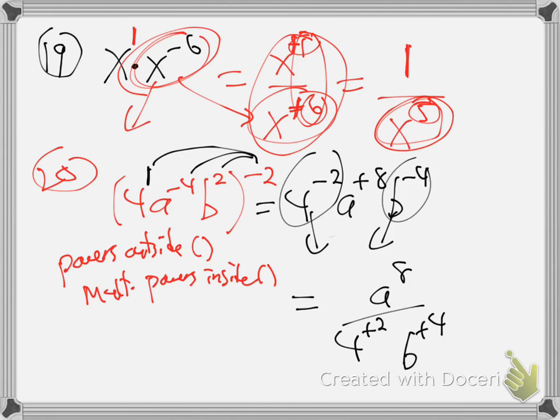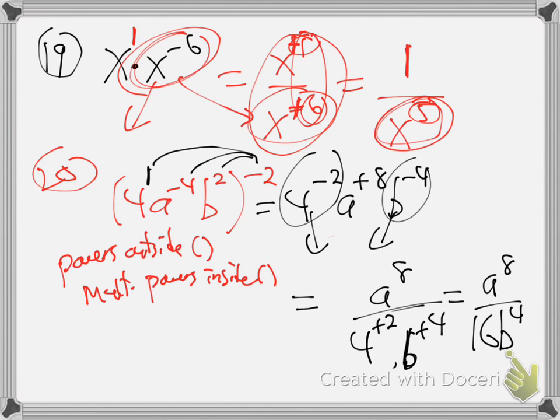Now, I could leave it that way. Oh, no, they made it 16. They went ahead and made that 4 squared into 16, didn't they? 4 times 4. So it's 16 on the bottom, 4 squared. Is that good? Did you want me to show a separate step there? So this is 4 to the plus 2, and so that's a to the 8th over 16b to the 4th. Does that make sense on that?